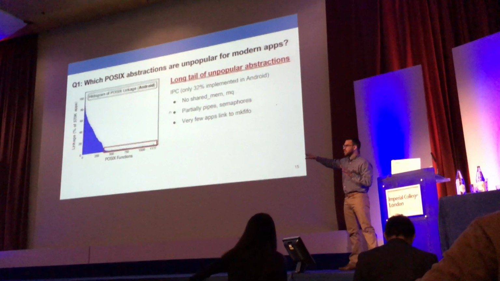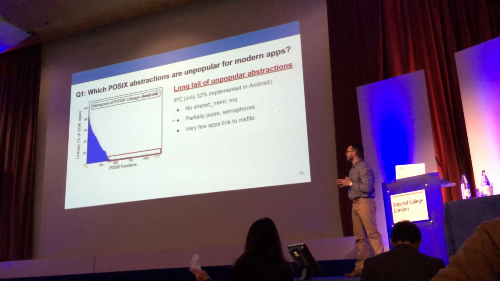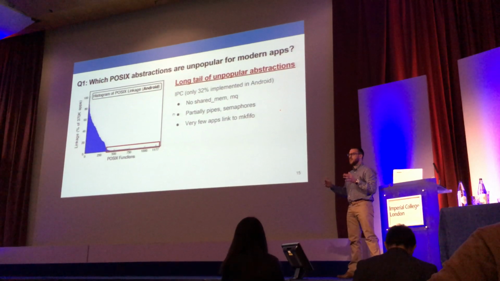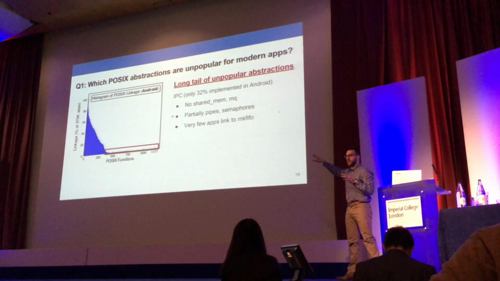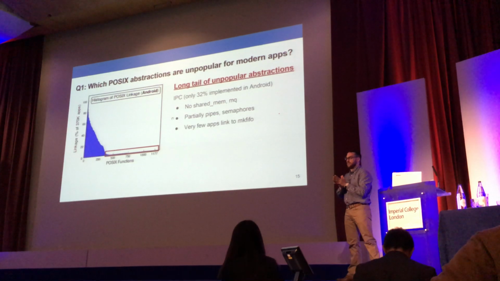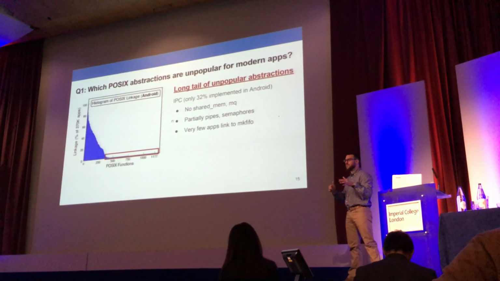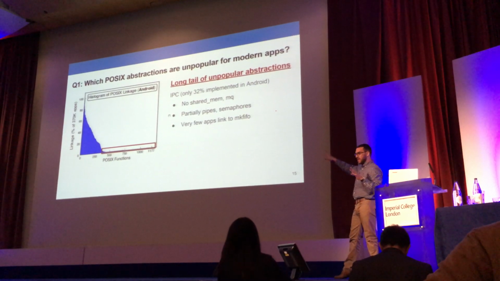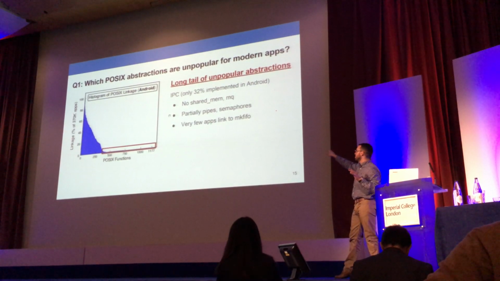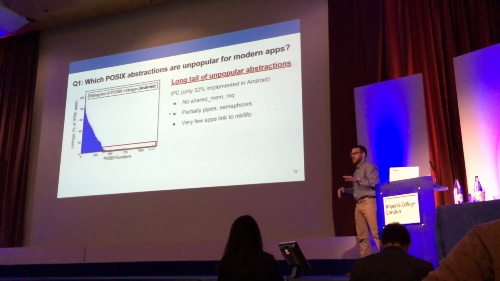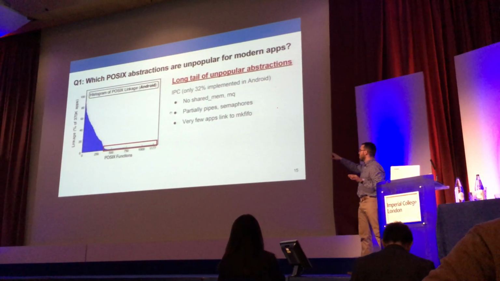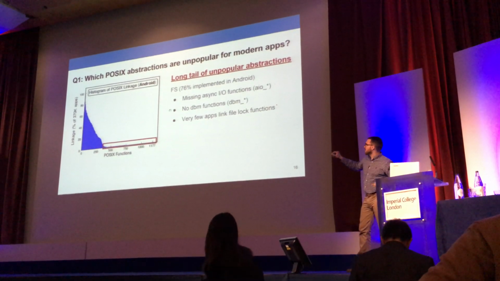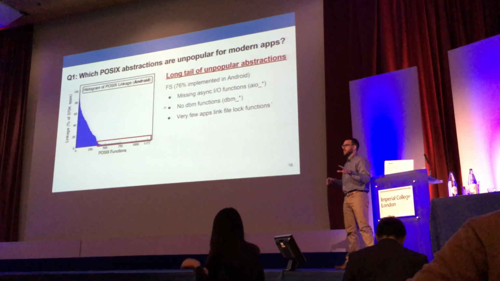The first reason why we have this long tail of unpopular and unused interfaces is that Android is moving away from traditional IPC mechanisms. It only implements 32% of the defined functions, and it explicitly omits implementing shared memory message queues. It partially implements other abstractions such as pipes and semaphores, and very few applications are linking towards named pipes.